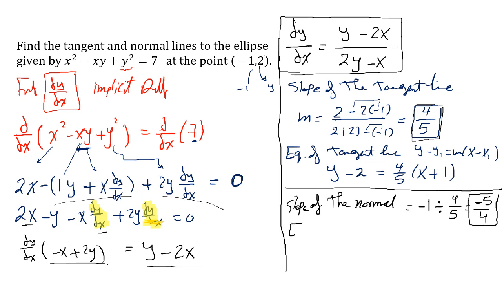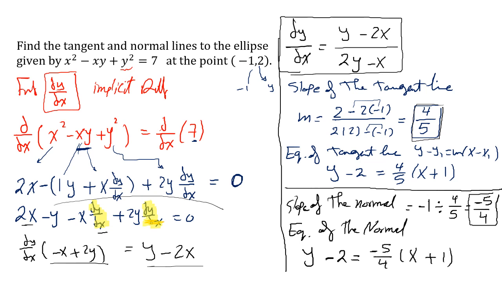Now, if I wanted to write down the equation of the normal line to the curve, it's going to be y minus 2 is equal to negative 5 over 4 times x plus 1, in the form of point slope form.